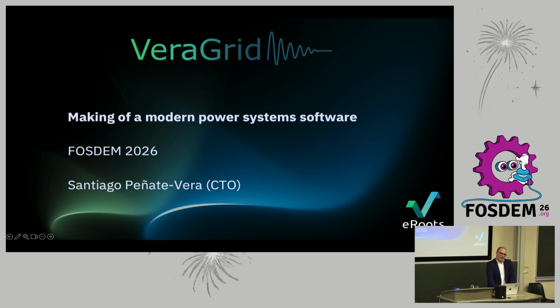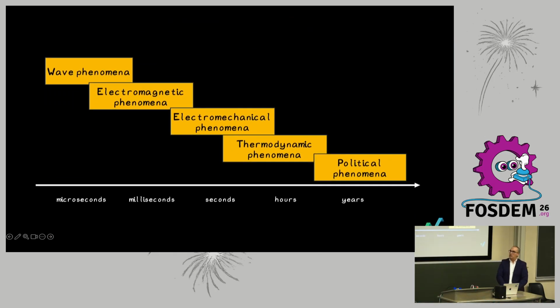If I need to think of a description of what a modern power system software is, it is one that tackles all the typical things I need to be a power systems engineer. That would be wave phenomena, electromagnetic phenomena, electromechanical phenomena, thermodynamic phenomena, and political phenomena. So I need to go full stack.